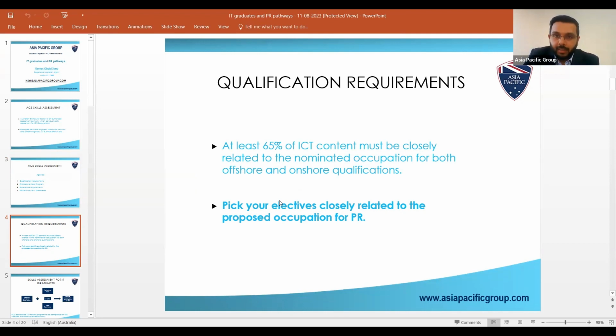This is as per their guidelines. And if it's 65% or more ICT content, it will be considered IT major. Now, IT major is a very important pathway to follow, because for example, there are some countries in which even if you have done a bachelor's degree, your degree is considered an associate degree. It's not considered at the same level as an Australian bachelor's degree.